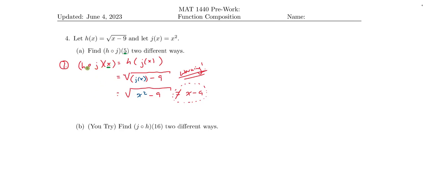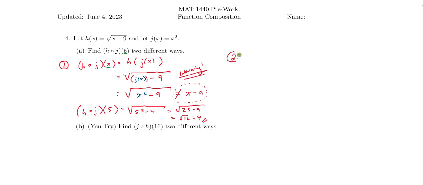We weren't asked to find h composed with j of x. We were asked to find h composed with j of 5. So let's actually do that. H composed with j of 5 is equal to, now I'm just going to plug in 5 as my independent variable into this function. So it gives me the square root of 5 squared minus 9, which I can clean up as the square root of 25 minus 9, or the square root of 16, which is equal to 4, and I've answered the question.